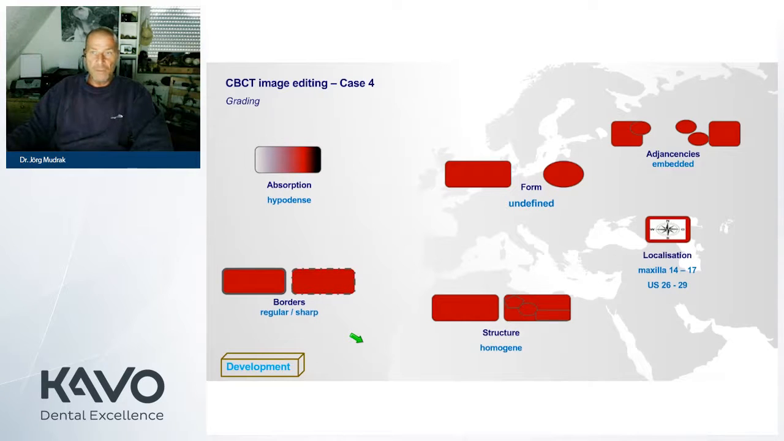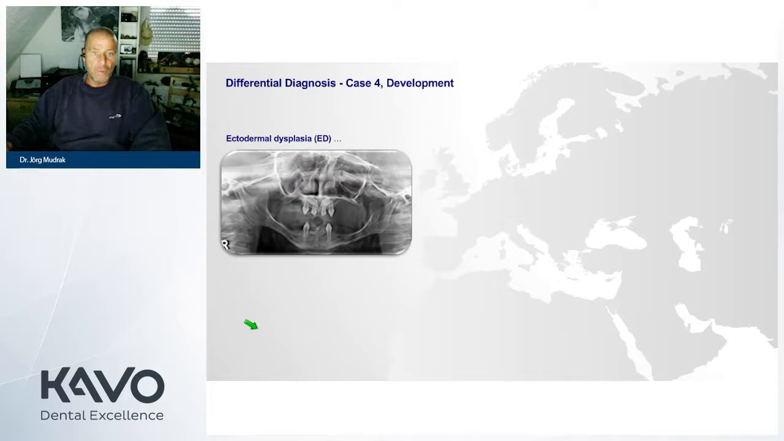And then we have to do our summary. So if we talk about hypodense structures, an undefined form, or mention H-formed or however you name it, it's embedded. It's in the maxilla. It's a homogeneous structure, and the borders are regular and sharp. So this is what we have as information. A little hint is the tooth development. Otherwise, it would be too hard for you to make the diagnosis.